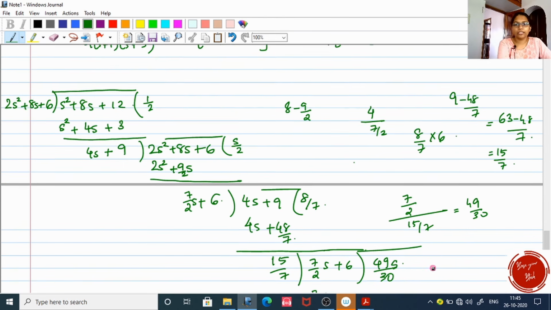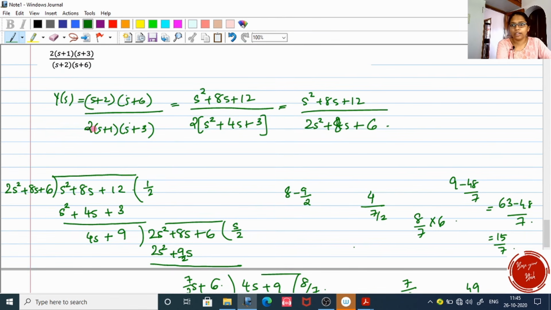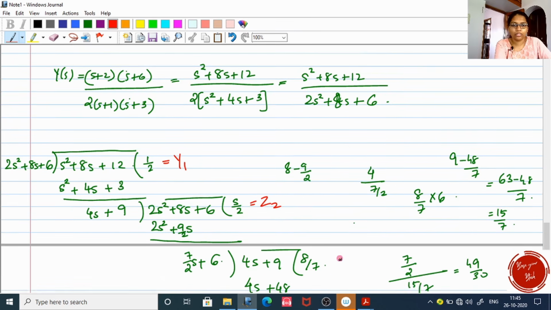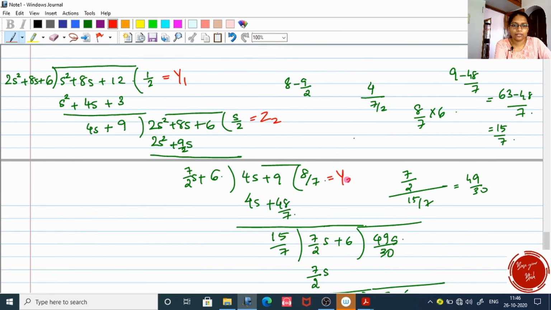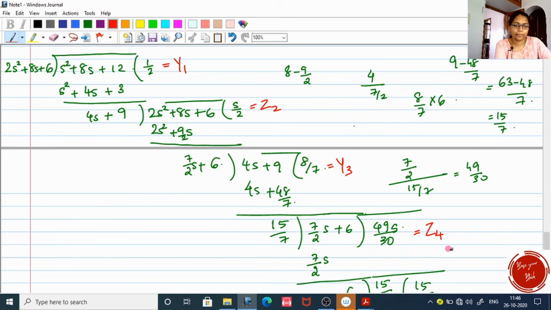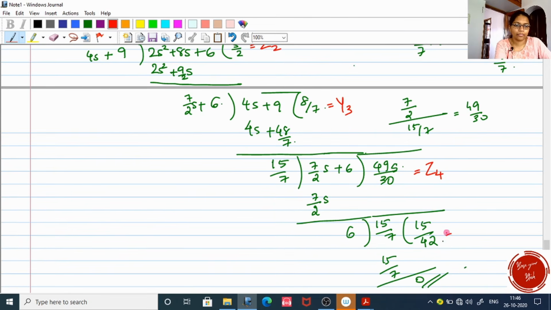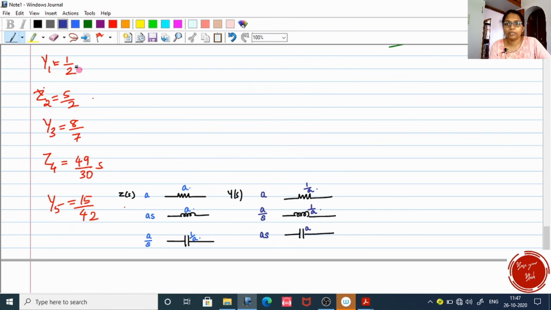So this is the complete division, and since we had y of s division, we have to start from y1, z2, and so on. Let me list them out. So the first element is our admittance element. We have to start from a parallel branch, and it's just a number, so it's a resistor there. Value is 1 by a. So 1 by 1 by 2 is 2 ohm.